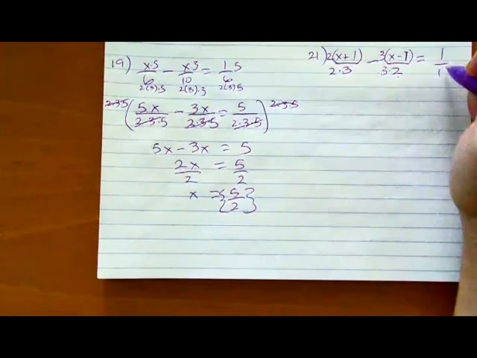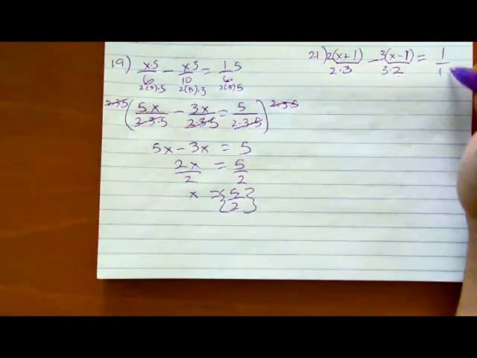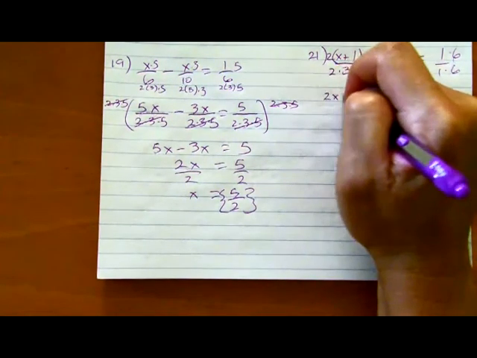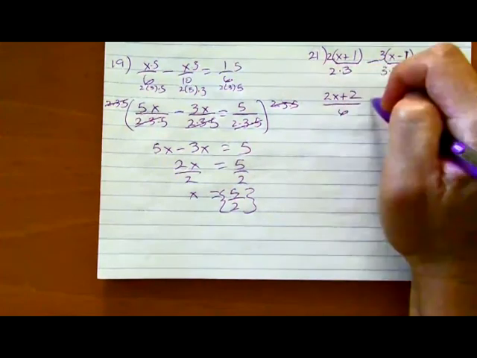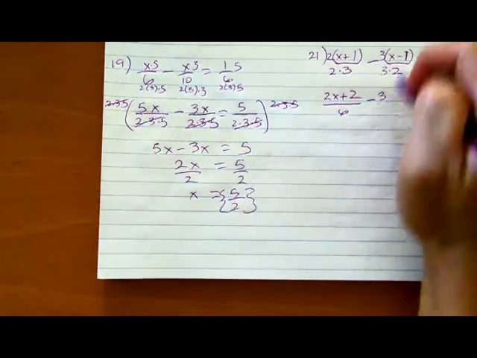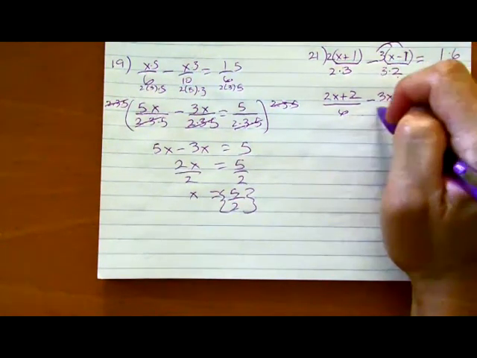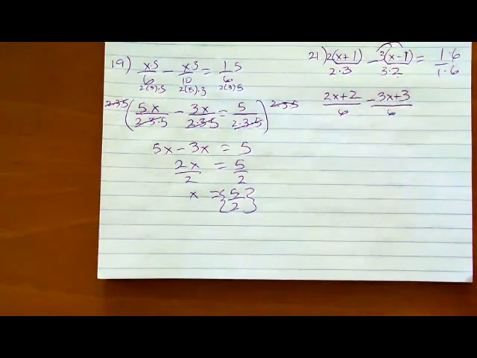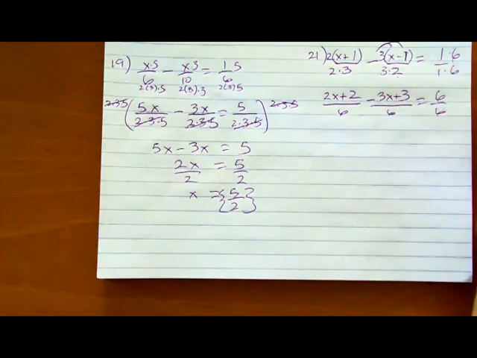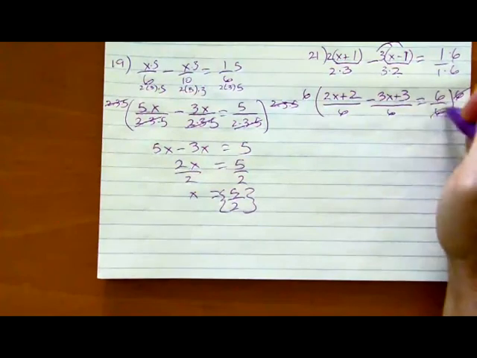So this fraction, in order to get the denominators to match, is missing the 2 and the 3. I'll just multiply top and bottom by 6. 2x plus 2 over 6 minus 3. I'm going to distribute the negative 3. So negative 3x plus 3 over 6 equals 6 over 6. Okay, now that the denominators match, I'll multiply both sides by 6, and it'll eliminate the denominator.